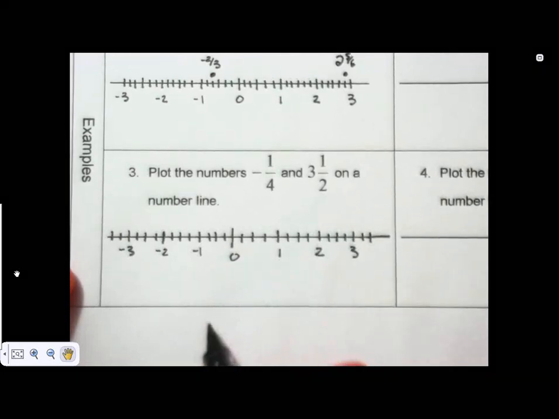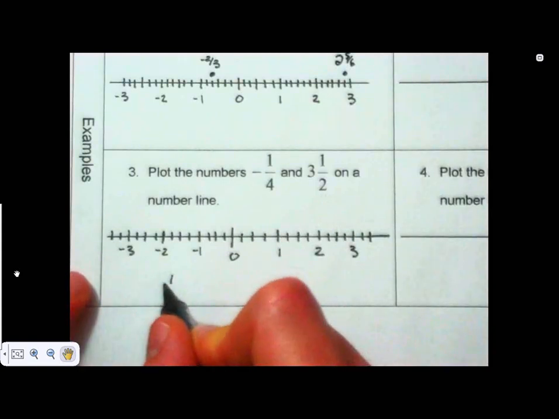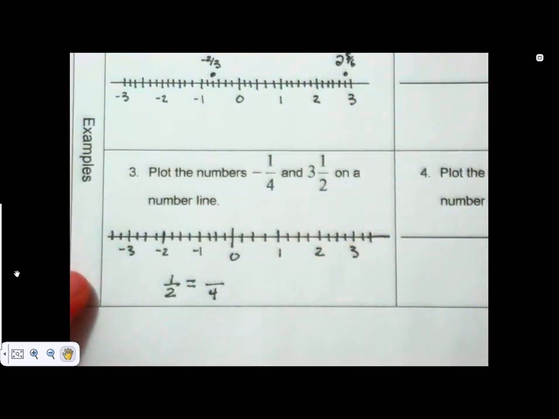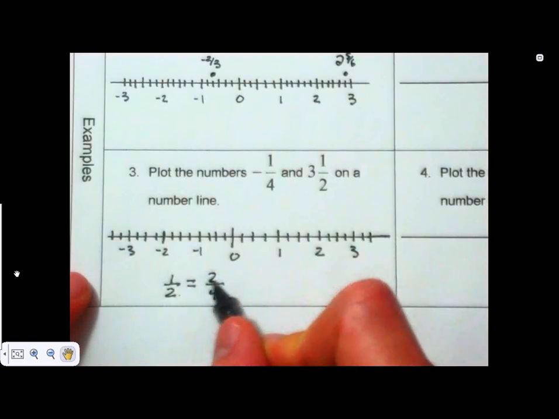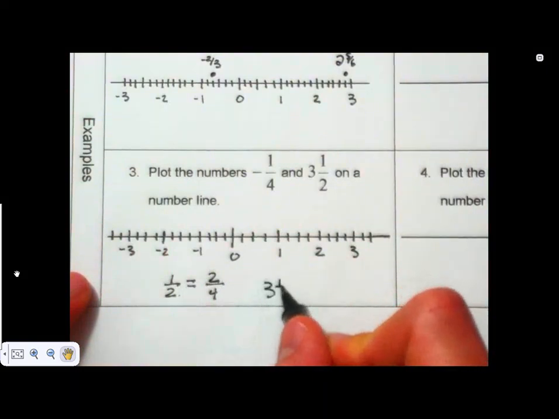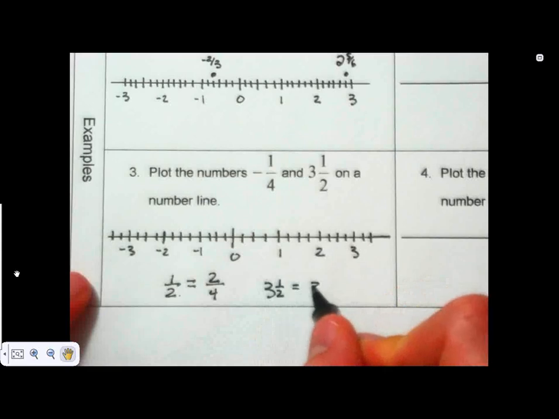So what I'm going to do is take the fraction 1/2, and again, make an equivalent fraction where the denominator is 4. Because I don't want to change the value of my original, I'm going to multiply bottom and top by 2. So 2 times 2 is 4. 1 times 2 is 2. Well, that means 3.5 is the same as plotting 3 2/4.